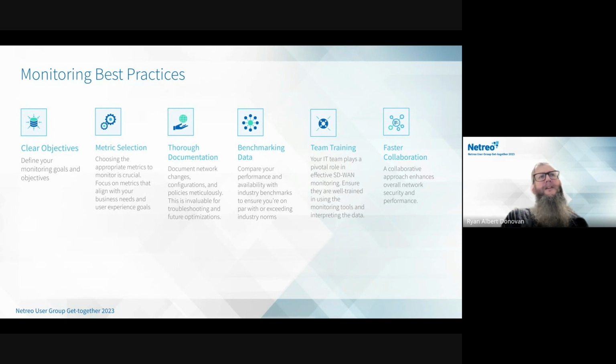Leverage automated alerting and configure your monitoring tools to send alerts when predefined thresholds are breached. This helps you address issues promptly and plan for scalability. As your network grows, ensure that your monitoring tools and strategies can scale accordingly to meet the increasing demands. Prioritize your security. Integrate security measures into your monitoring strategy to protect your network from cyber threats and vulnerabilities.